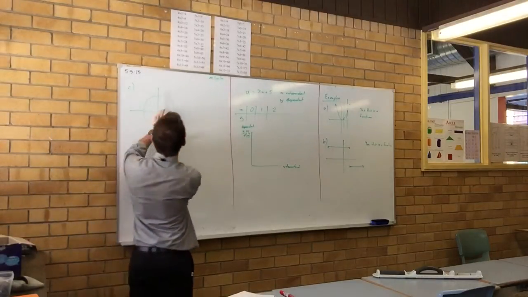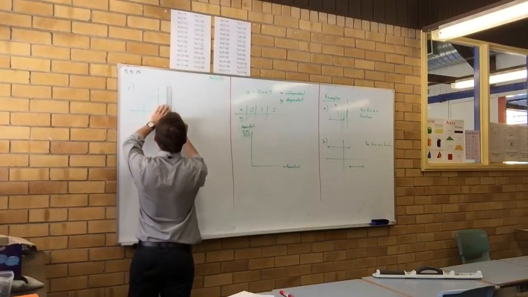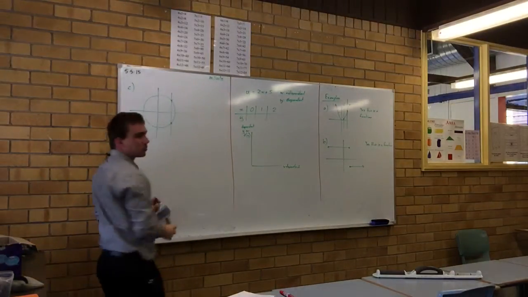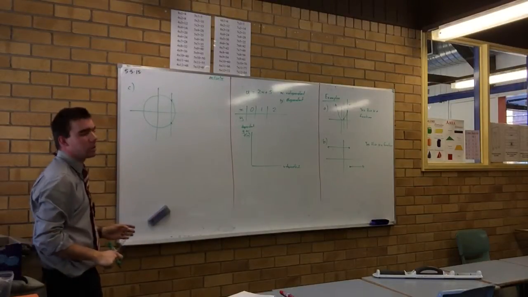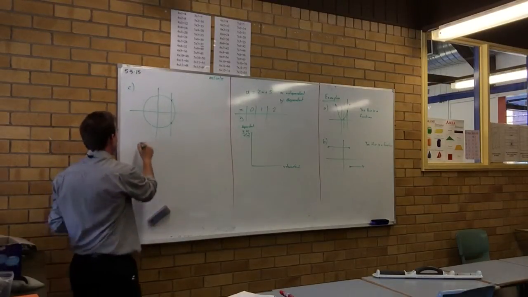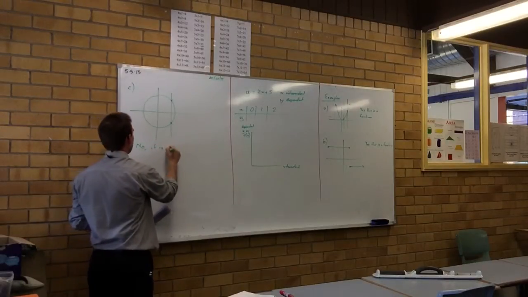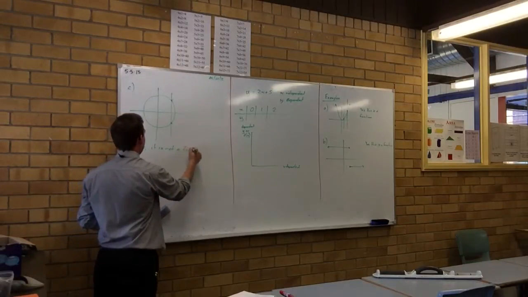So if we draw a vertical line here, it'll fail and is not a function because it intercepts at 2 points. So no, it is not a function.